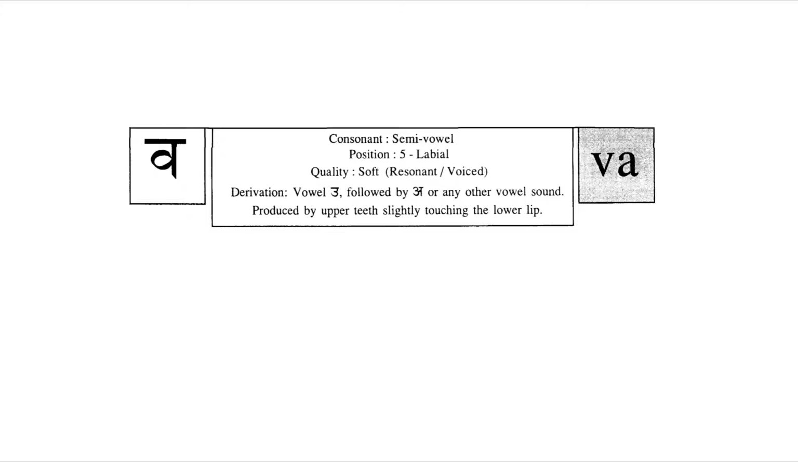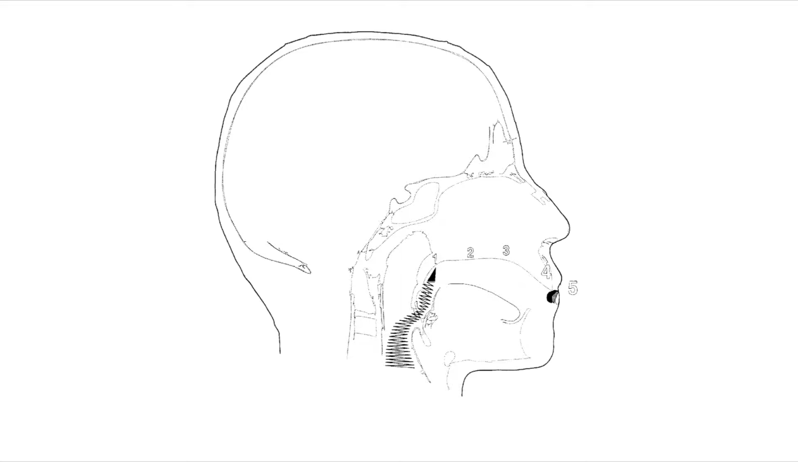The fourth semivowel is derived from the vowel sound u at position 5. U plus a, wa, and we get the sound wa. In Sanskrit, this sound is strengthened. As the two lips touch, it's backed up by the upper teeth also touching the lower lip. And the sound we get is va. Va is the semivowel corresponding to the vowel sound u.